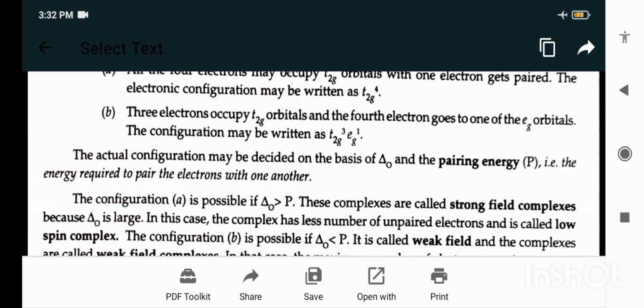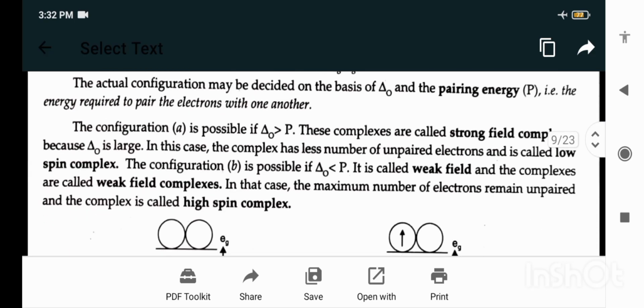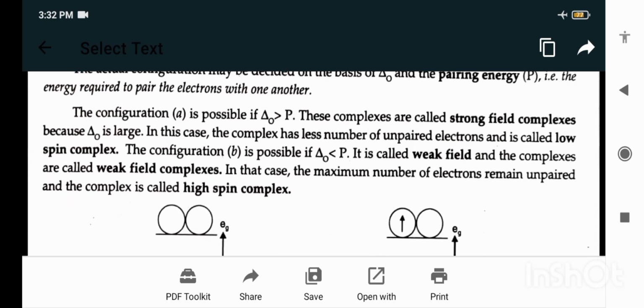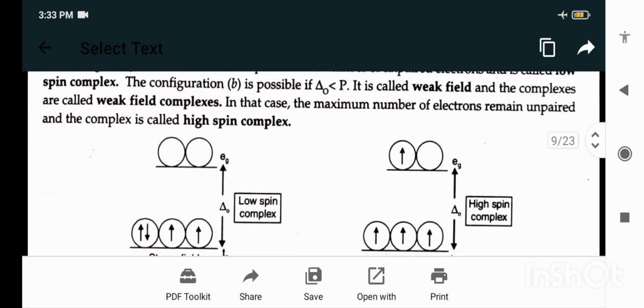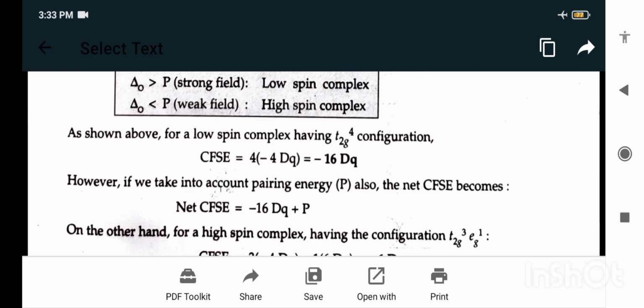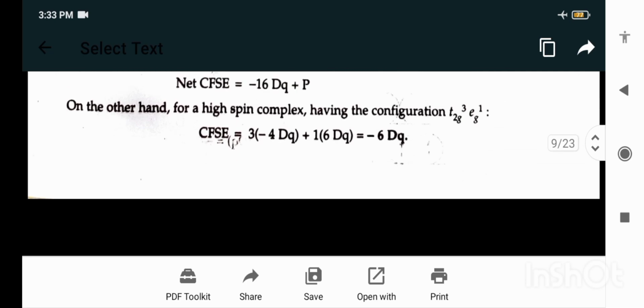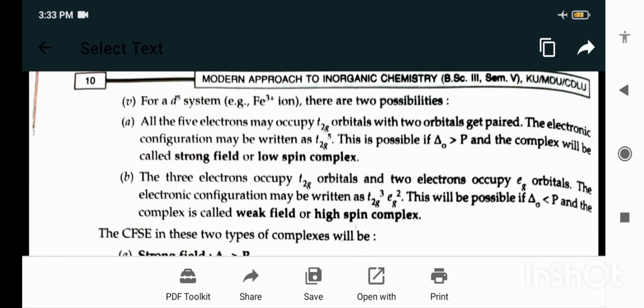The t2g4 configuration is possible if delta o is greater than P. These complexes are called strong field complexes because delta o is large. In this case, the complex has fewer unpaired electrons and is called a low spin complex. The t2g3 eg1 configuration is possible if delta o is less than P. It is called a weak field ligand and the complexes are called weak field complexes. In that case, the maximum number of electrons remain unpaired and the complex is called a high spin complex. As shown above, for a low spin complex having t2g4 configuration, the CFSE is 4 times minus 4 Dq, that is minus 16 Dq.